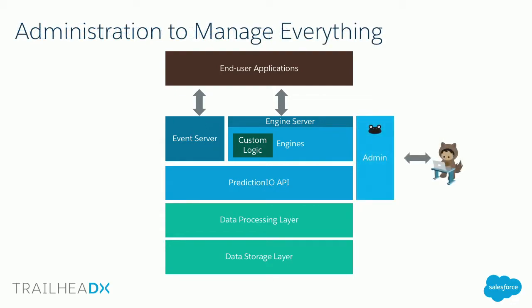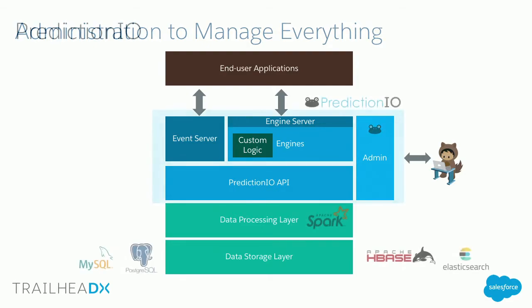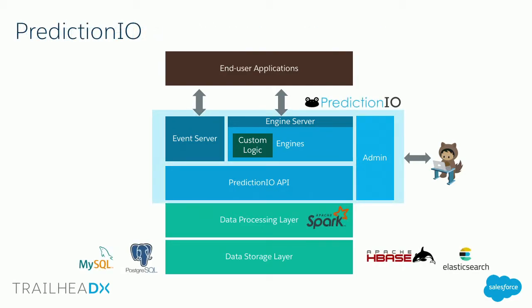And then finally, you have to have administration. This is just a command line tool where you can type things like PIO train, PIO deploy, PIO score, et cetera, to manage the entire system. All of that together is the PredictionIO stack, and that is the PredictionIO application. Are there any questions on that and how the pieces fit together?